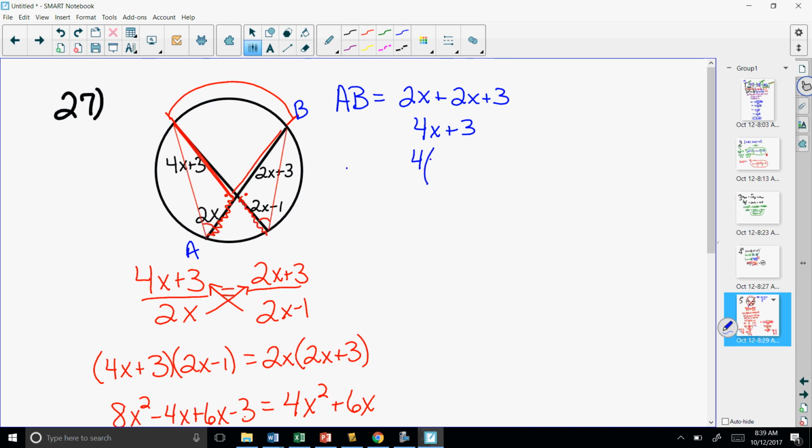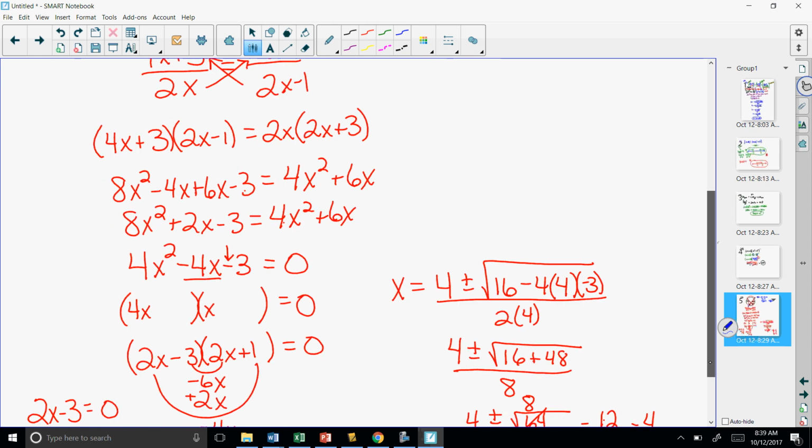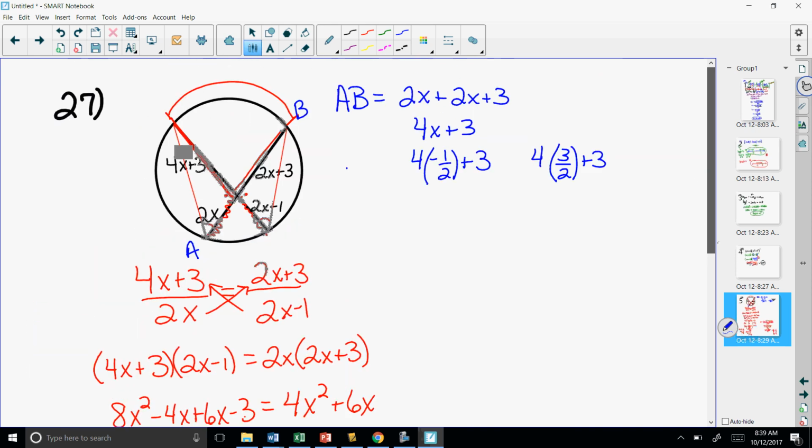Well, x was either negative 1 half or x was 3 halves. Is that correct? X was either negative 1 half or 3 halves. So what is 4 times negative 1 half? Negative 2 plus 3, which is 1. Or I come back over here and 2 goes into 4. 2 times 2 plus 3 is 6 plus 3, which is 9.